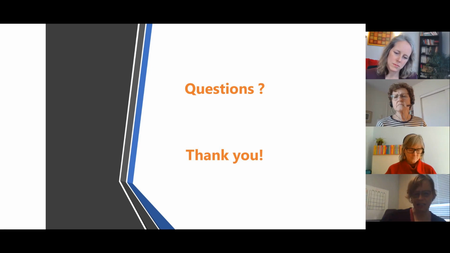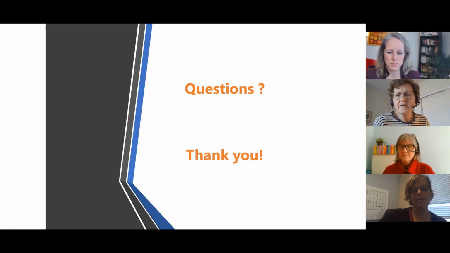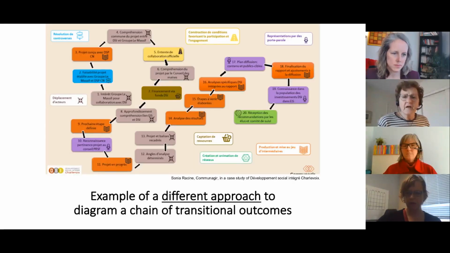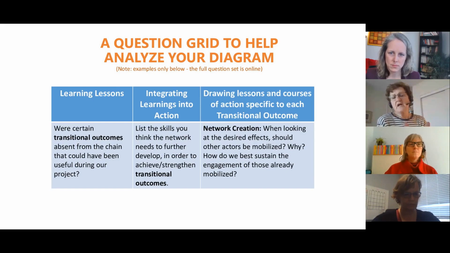Is there a module or a checklist to assess how the transitional outcome has been attained? Yeah, the grid we built does this job, because the grid includes many questions proposed to ask us to what degree we have used these transitional outcomes, and whether we can do more with this.